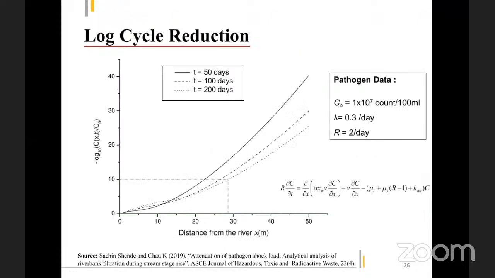Furthermore, one of the widely used models of Harvey is tested to compare our analytical findings. Their model includes hydrodynamic dispersion, filtration, first order decay of pathogen, and also retardation of the solute transport in saturated homogeneous porous media. For this particular analysis, the same parameters were used as that of the LIFI model from the previous slide. The results plotted as shown in this graph say that for 10 log cycle reduction in the pathogen concentration, the distance required is about 28 meters, which is very close to the LIFI model estimation.